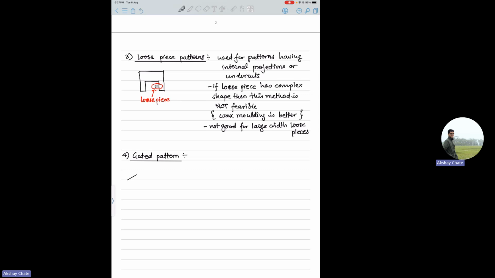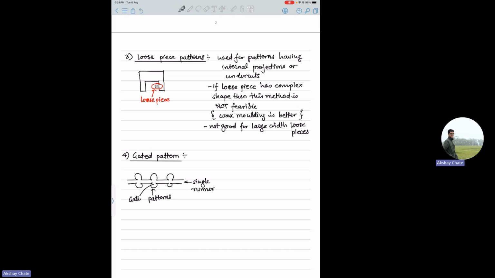So you'll have a single runner like this, and some arbitrary shapes I'm drawing. But the thing is, you have a single runner. So the runner is like a common pathway which provides liquid metal to these patterns, and each pattern will have its own gate. So this is called the gate for this pattern, and therefore the name gated patterns. The advantage is, if you want to make these patterns individually, it will take a lot of time, because we'll see in the next class that you have to give runner, riser, and other things.